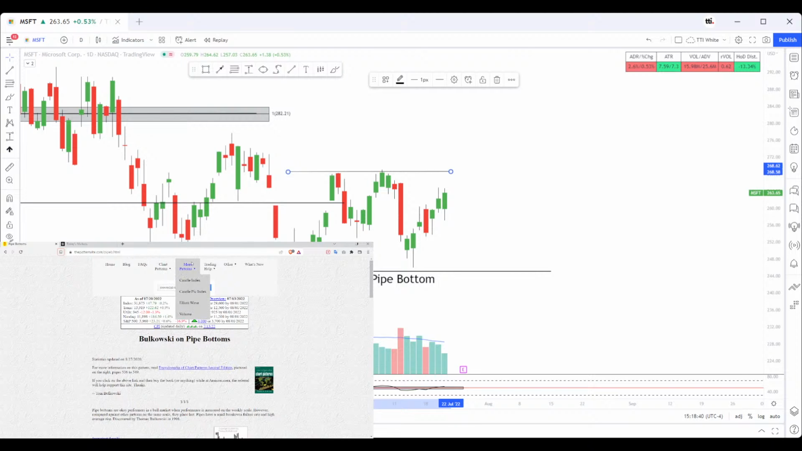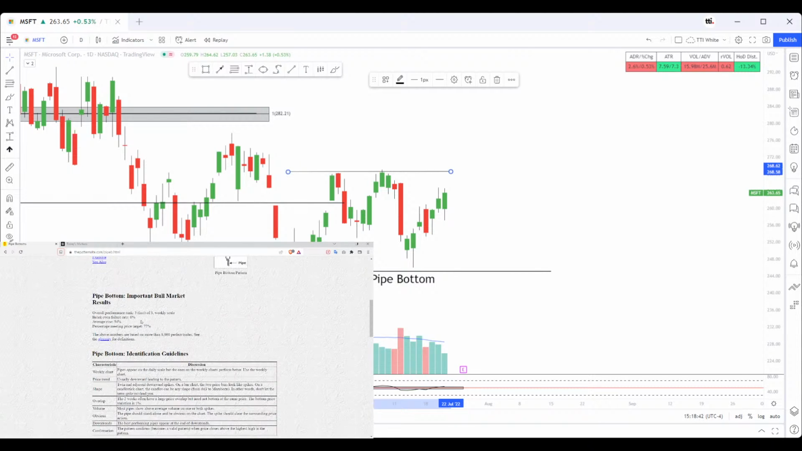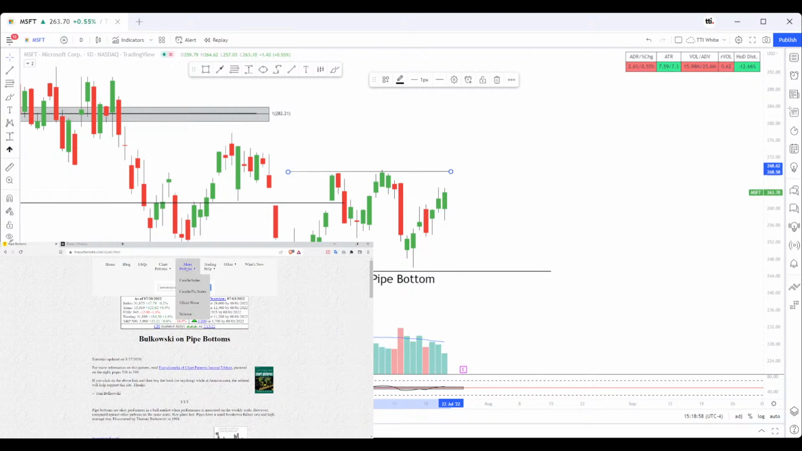Okay, so pipe bottom, we got that. Once again, for everyone that's watching the stream later and inside the chat, here's the overall statistics. It's important to understand these are bull market results. So 8% break-even failure rate, average rise of 54 percent, median price target of 77. That's over 8,800 perfect trades. Man, you found a lot of pipe bottoms if you found that many.